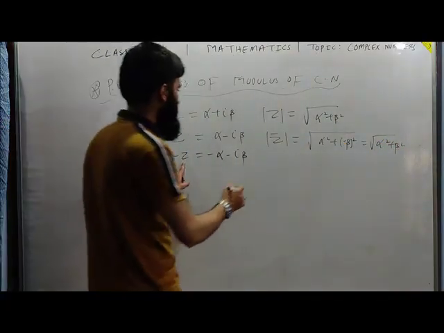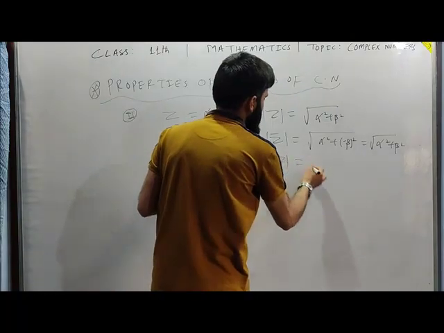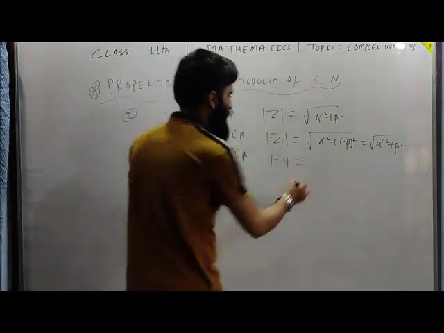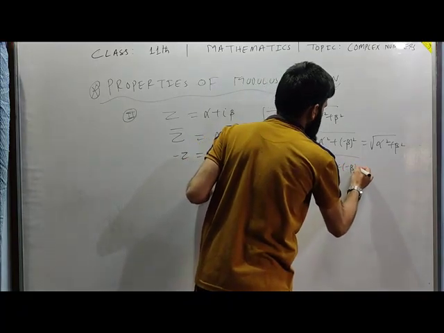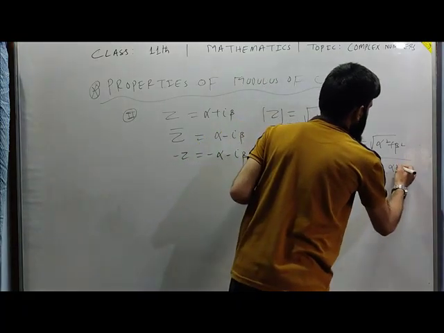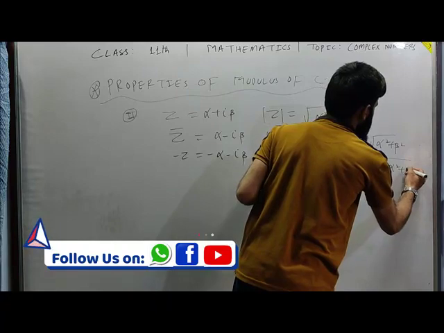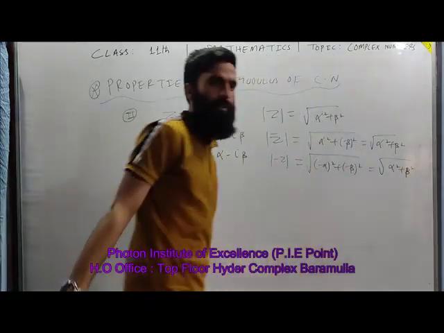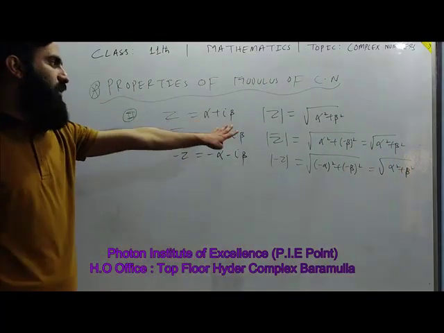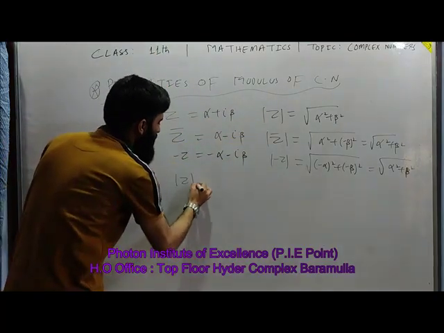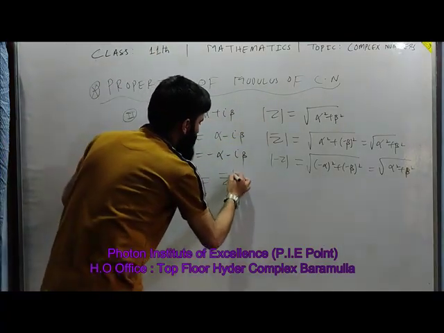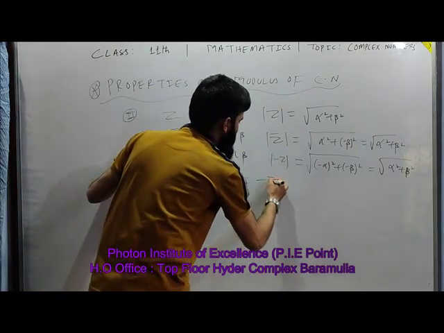Now determine the value for minus z. That will be equal to the square root of minus alpha squared plus minus beta squared, which comes out to be alpha square plus beta square. What you can conclude from the first, second and third is that mod of z is equal to mod of z conjugate is equal to mod of negative z.